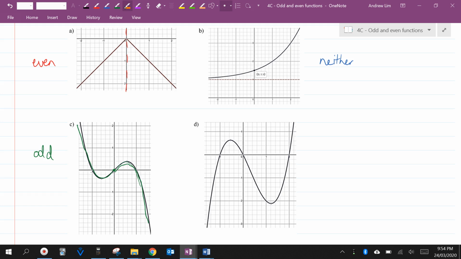What about question D? We can tell it's definitely not a reflection, so it's not even. With our origin, if we were to rotate this section here, it's going to come something like this. And if we were to rotate this part here, it is going to come up like that, which doesn't look exactly the same. Therefore, it's neither even nor odd.